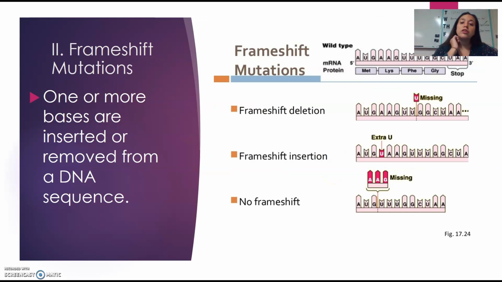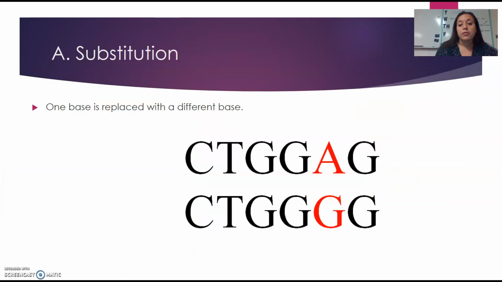Okay, so the other term is frameshift mutations. Your point mutation happens at one point. Frameshift can be one or more bases that are either inserted or removed from a DNA sequence. The first one of these is called substitution. If you think about the terms, it makes sense. One base will replace a different base.